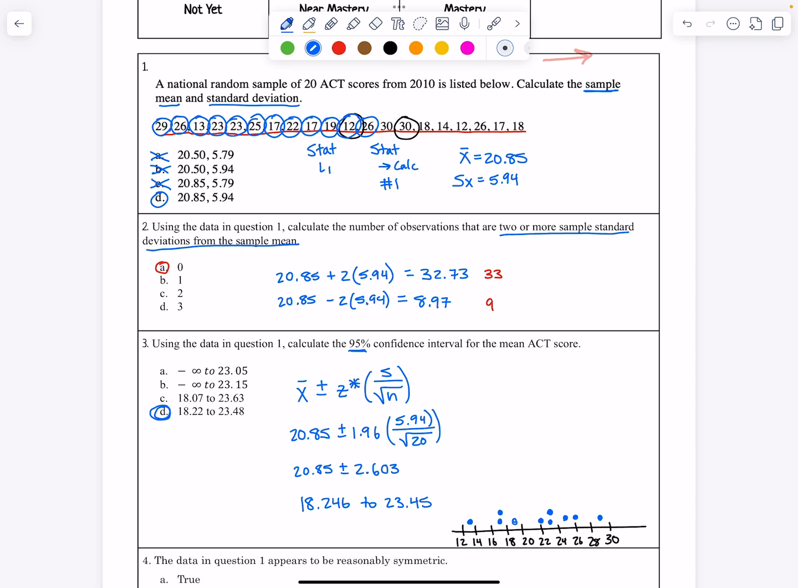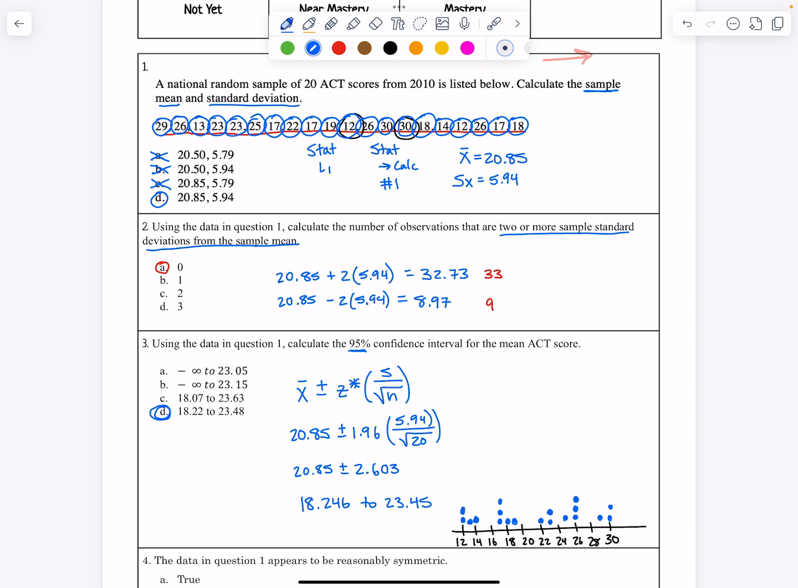So 19, 12, 26. Then I have 30, 30, 18. So 30, 30, 18. And then I had 14, 12, 26. So 14, 12, 26. And then I have 17 and 18.